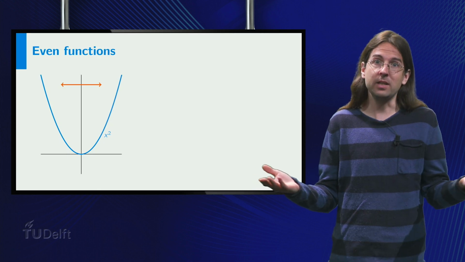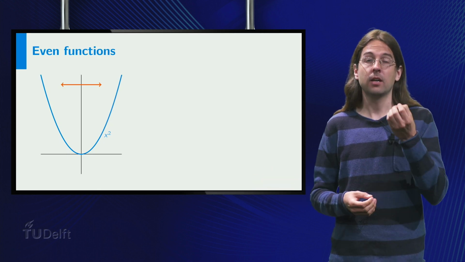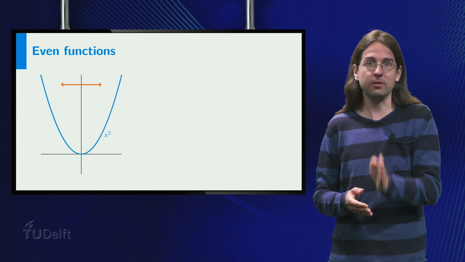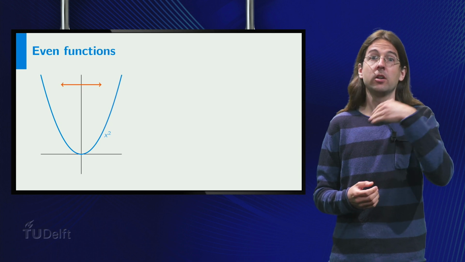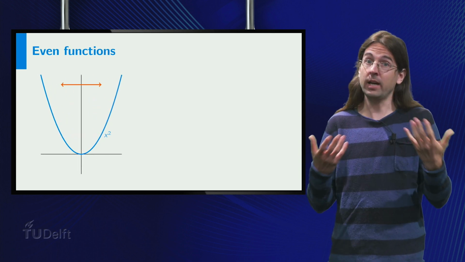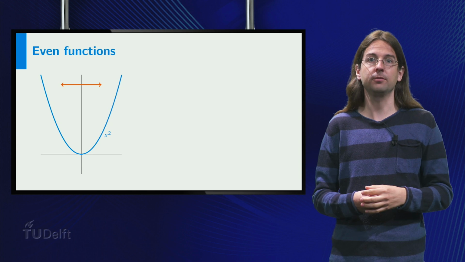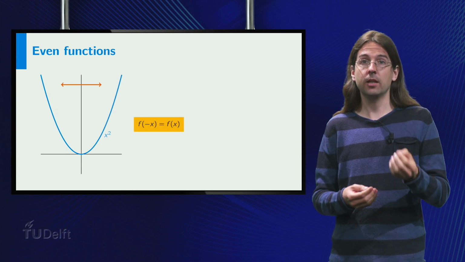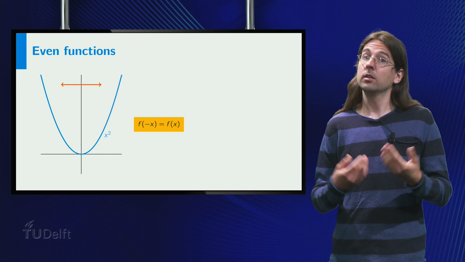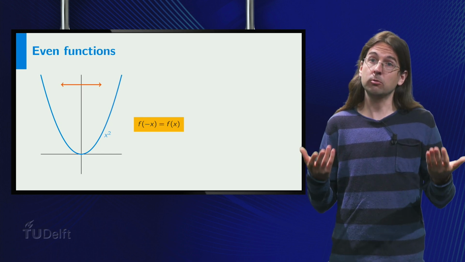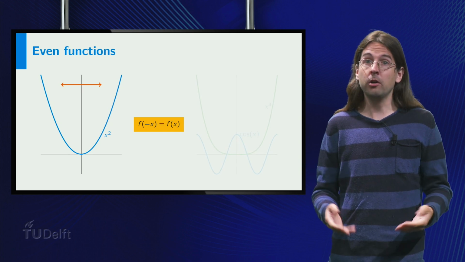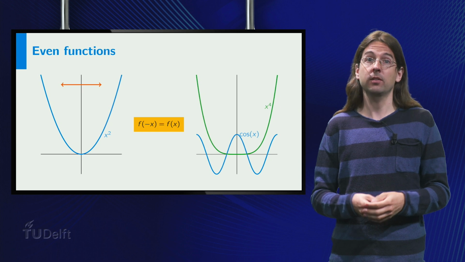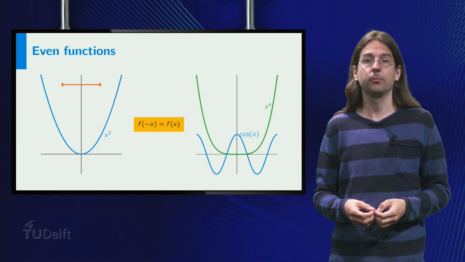So, what does it mean for a function to be even? An even function is a function whose graph is reflection symmetric in the vertical axis. That is, switching left to right, or x to minus x, preserves the graph. In a formula, this becomes f of minus x equals f of x. The standard example is f of x equals x squared. But also x to the power 4, x to the power 6, and any other even power of x is an even function, hence the name.